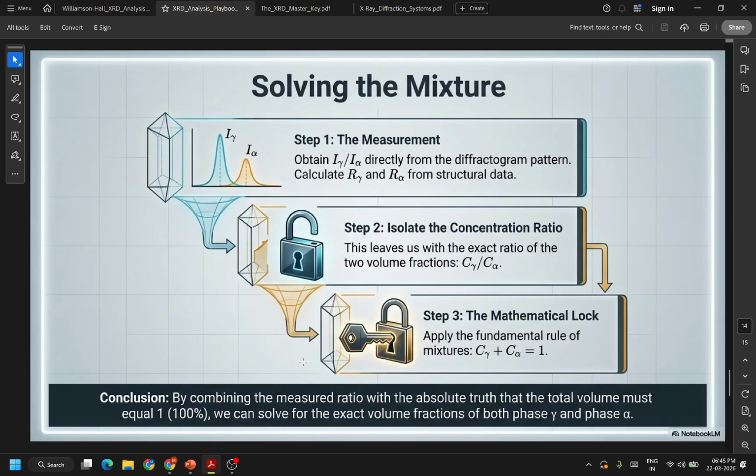So it solves the mixture. You obtain your I_γ by I_α directly from a diffractogram pattern, and R_γ and R_α you will get from your standard structure data. Then from this you can calculate the volume fraction C_γ by C_α, and if there are only two phases, then C_α plus C_γ will be equal to 1.